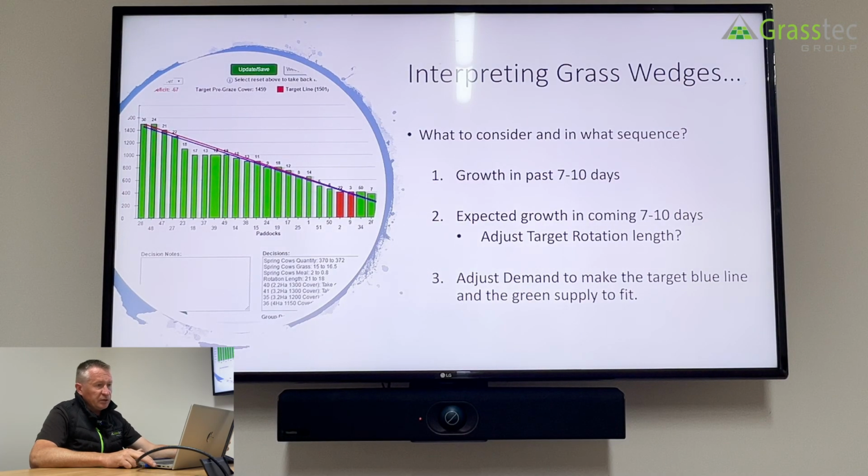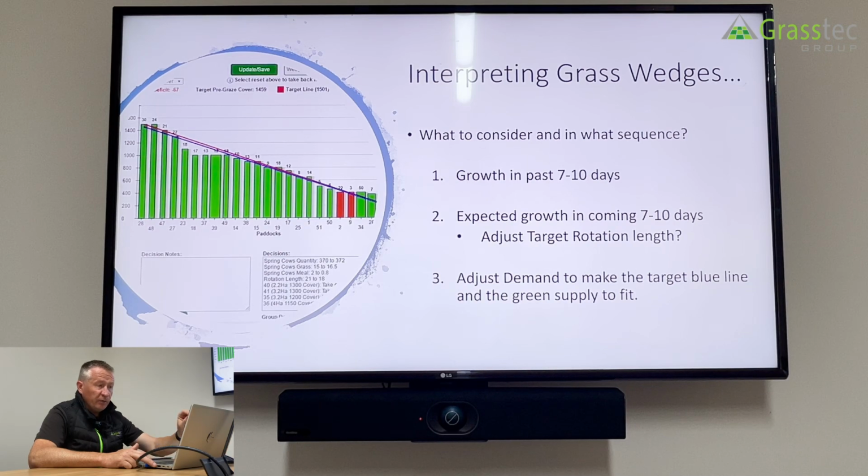This is another slide, in a similar vein. What you need to consider: what was your growth in the last week to 10 days? What's the forecast? Is everything telling you that the growth is going to increase or decrease? Using the example, the growth in the last week to 10 days was poor because of drought, so we would have planned for a long rotation length last week. But now with the advent of rain, the expected growth is likely to increase. So based on the previous table, we should now be looking to shorten the rotation length again to help cope with the increasing growth that's going to be there.